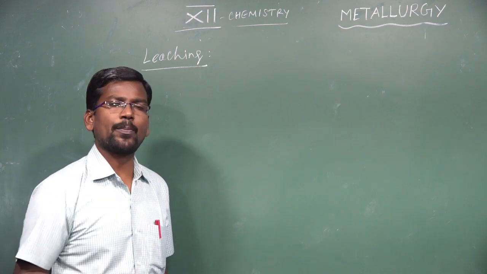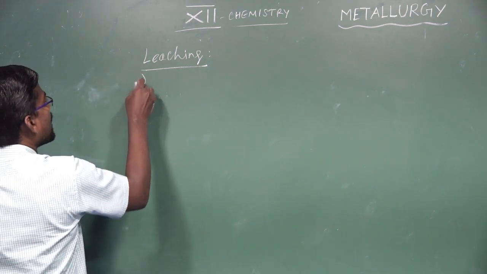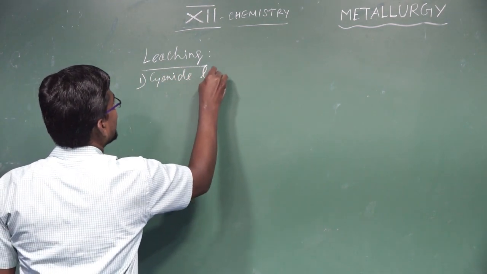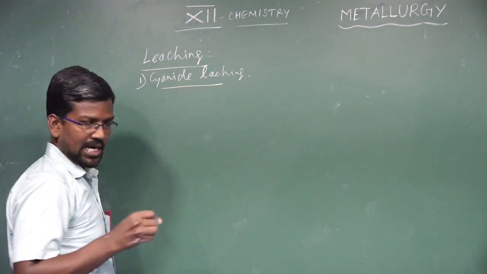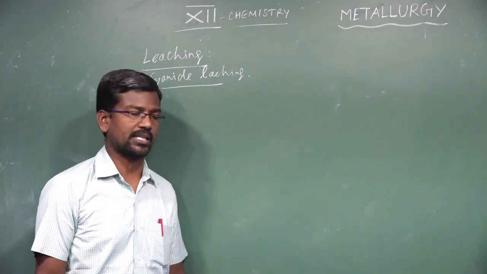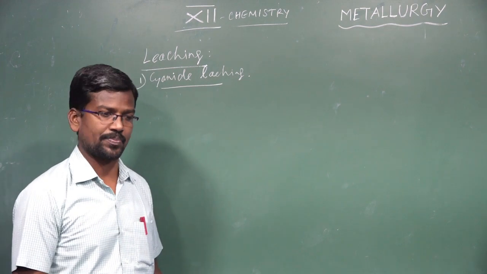There are different types of leaching process. Four types are there: cyanide leaching, ammonia leaching, acid leaching, and base leaching. First one, cyanide leaching. What is the meaning of cyanide leaching?